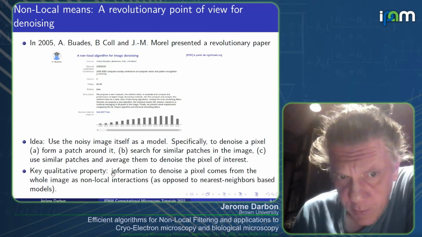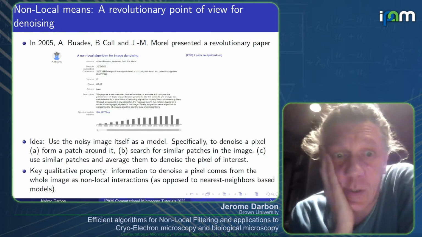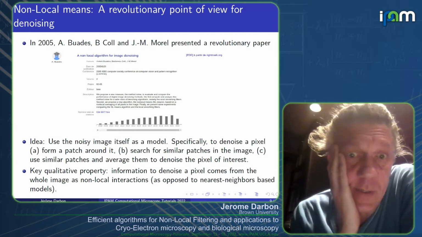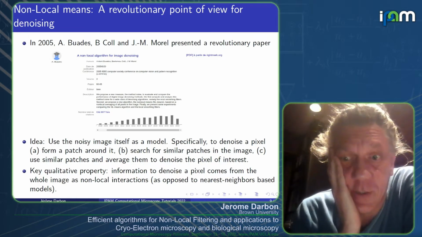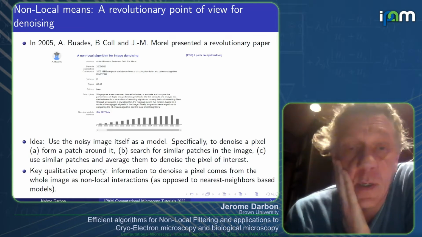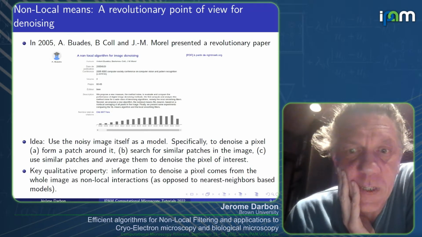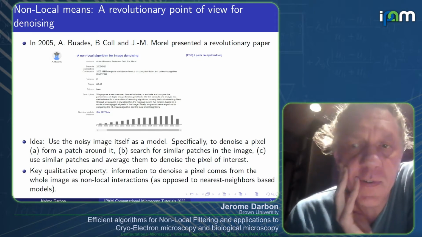So one of the key properties of these methods is that you collect information that can be far away from the pixel that you want to denoise. So we call that non-local interactions. And this is in contrast to what people have been doing before, when models were using only nearest neighbors in the interaction.